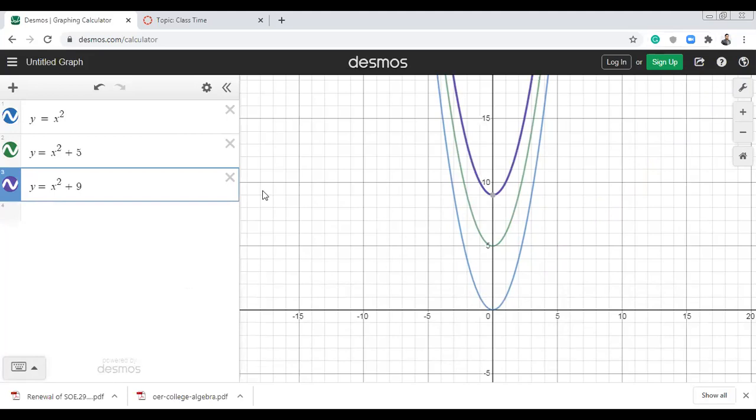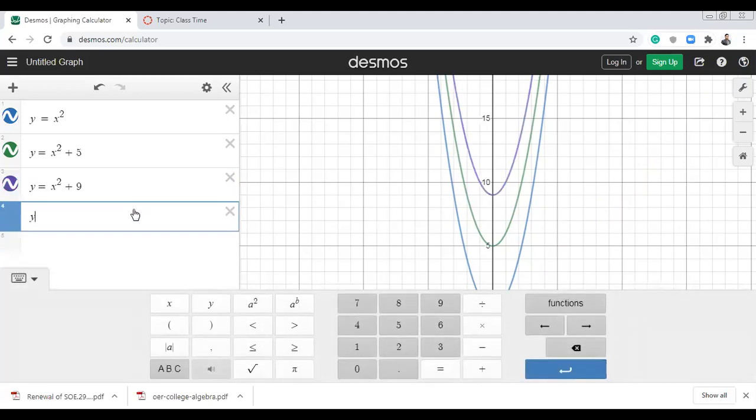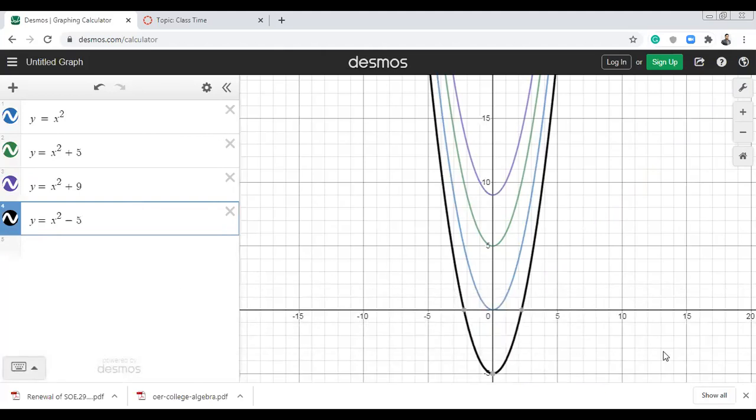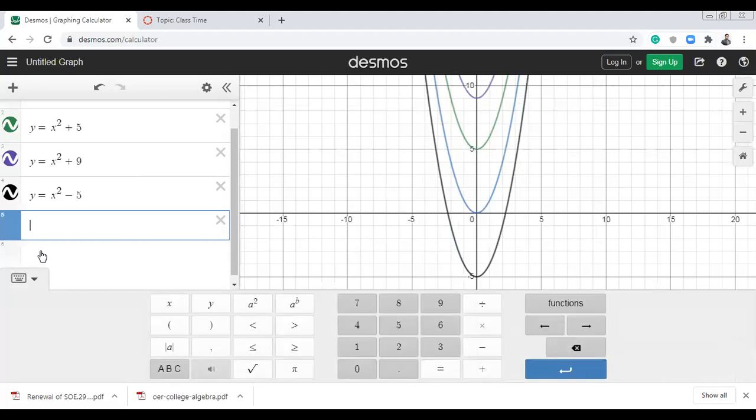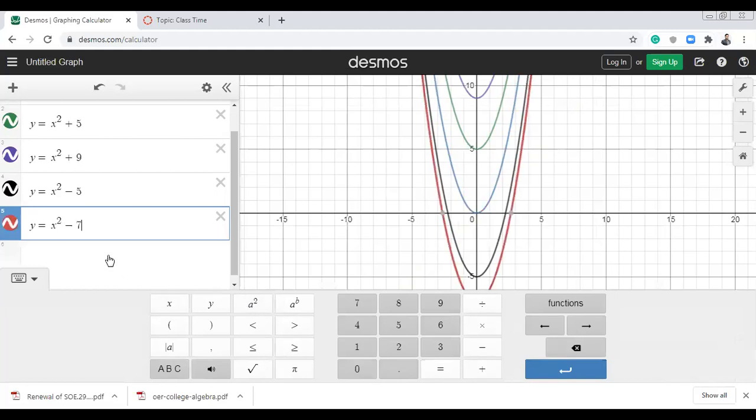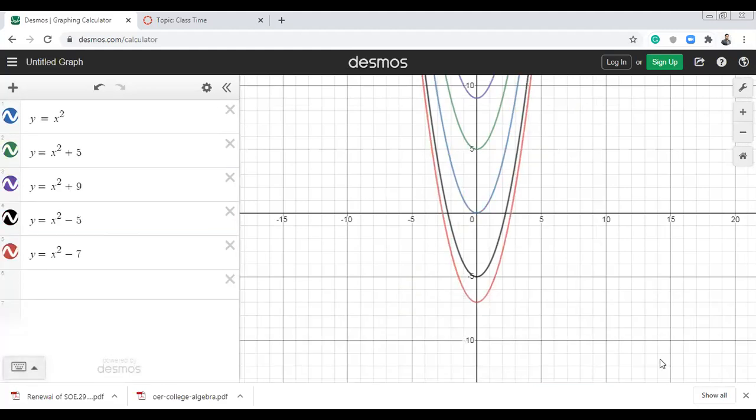Now, if you want to shift the graph 5 units downward, subtract 5, add minus 5. Y equal to x square, then we have minus 5. And you can see the black one. This started from minus 5. If you want a graph from minus 7, y equal to x square, then minus 7. Can you see the graph started from minus 7, this red one? Clear, guys?